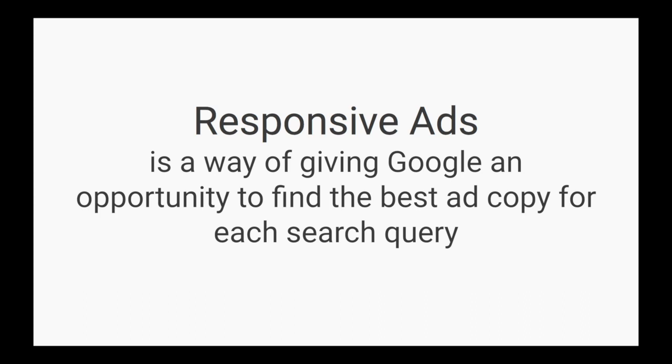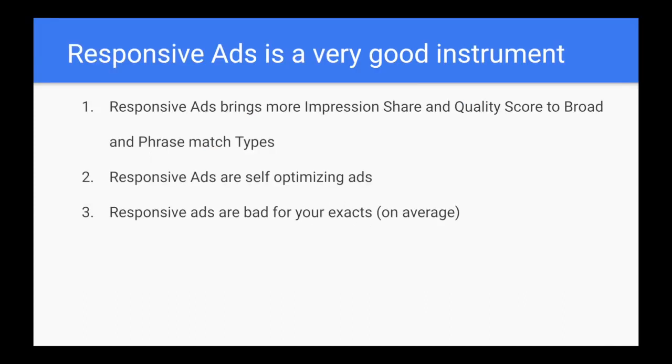But when you go to phrase and broad, or broad modified, we don't use broad, you remember that, actually we don't know which search query will be used to show our ad. So responsive ads just solve this problem. And that's the cool part. Responsive ads is a very good instrument because it gives you more impression share and it increases your quality score for broad and phrase match type keywords. But responsive ads are usually not taking impressions from the best extended ads that already exist there.